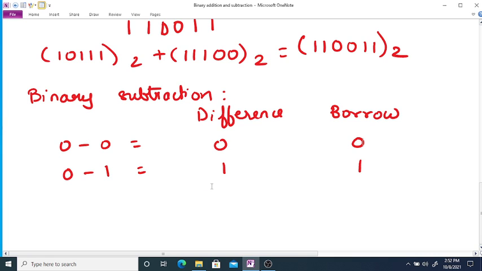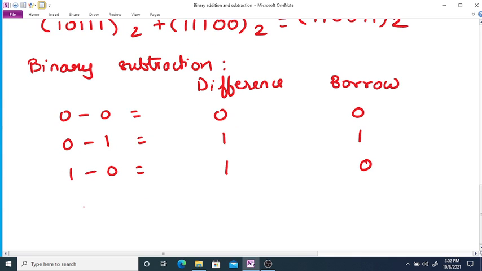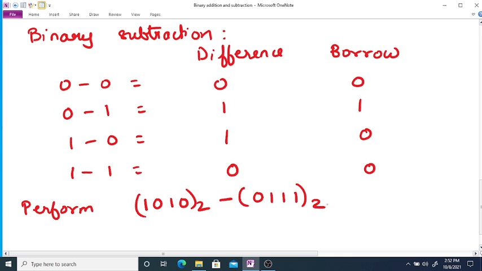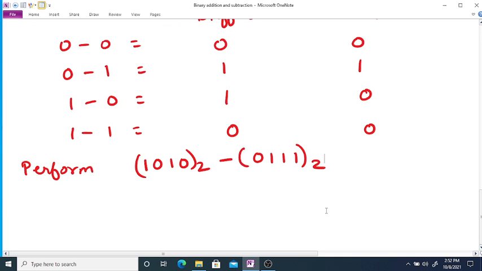We will see in an example. Then next we will have 1 minus 0, difference will be 1 and borrow will be 0. Then next 1 minus 1 we will have difference will be 0 and borrow will also be 0. Now we will see a simple example over here. Perform 1010 minus 0111. Now if we perform the subtraction for these two given binary numbers, we will write down the given numbers as it is. Then we will have 0111.